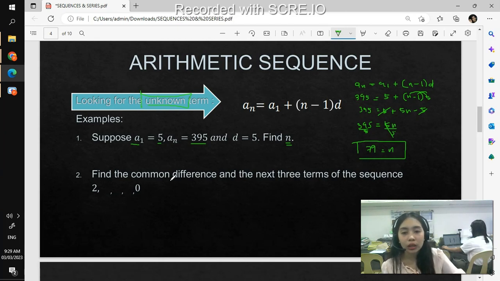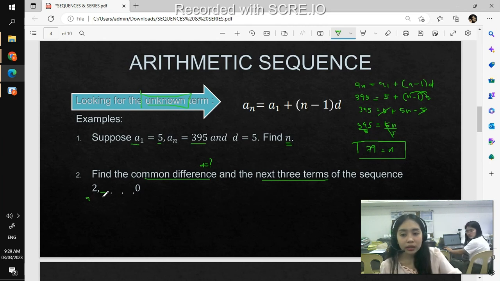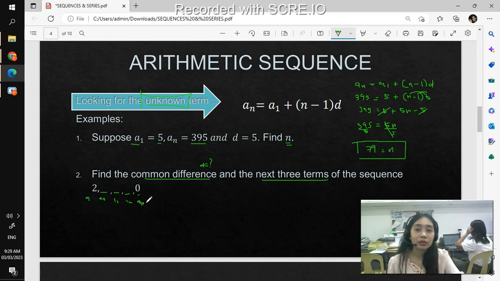Next, we do have here: find the common difference, or the value of d, and the next three terms of the sequence. So let's identify first the given terms. We have a sub 1, and this is the missing term a sub 2, a sub 3, a sub 4, and we have another given term that is a sub 5. So basically, we only have two given terms.